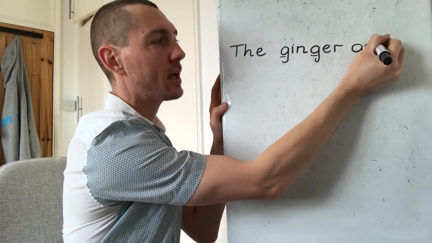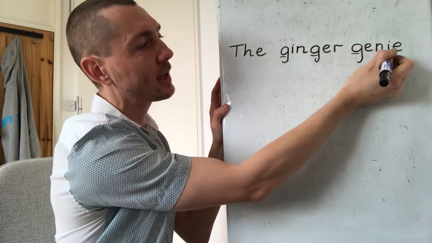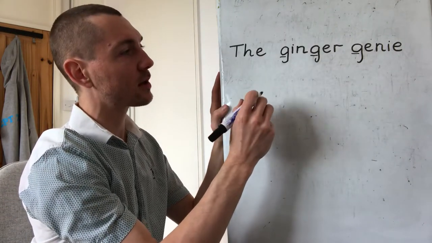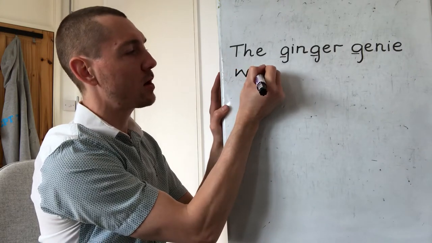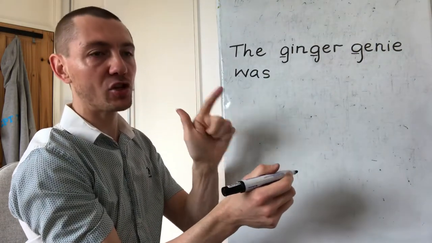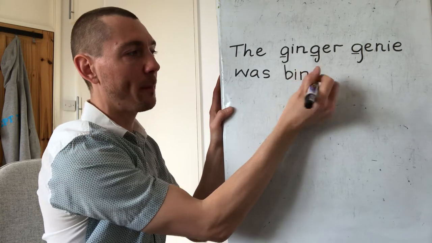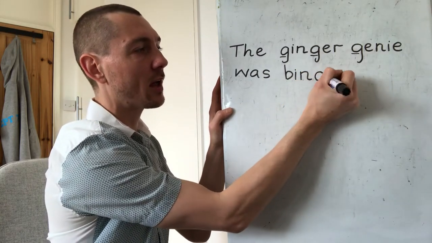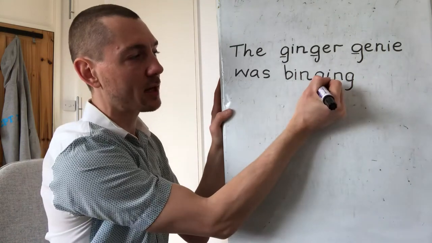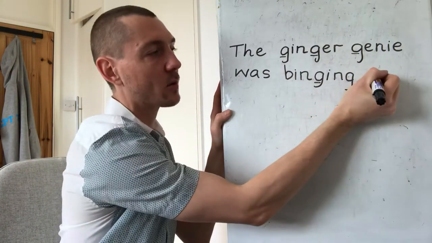J, i, n, e. J, e, g, n, e, knee. The ginger genie. The next word is was. Was. The ginger genie was binging. Two syllables. B, i, n, bin. J, i, binging, with the G spelling of J in binging. Was binging on. That's quite straightforward. On.